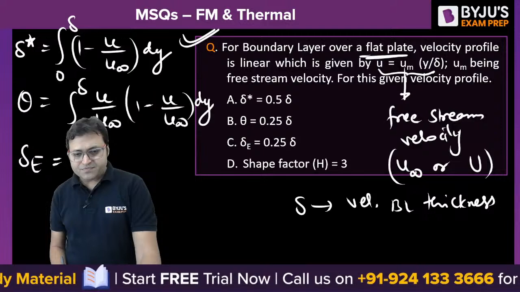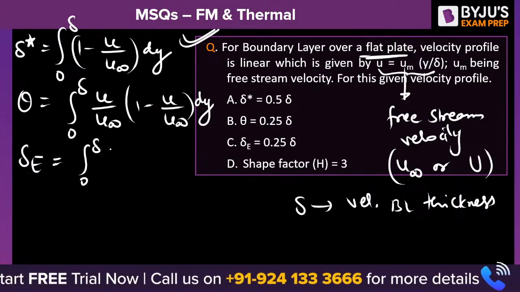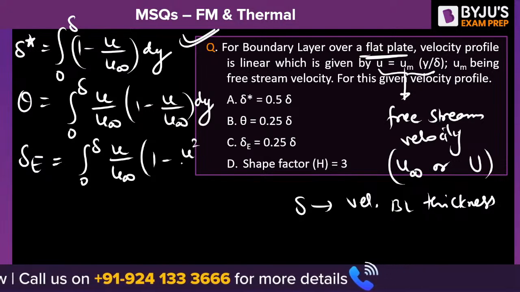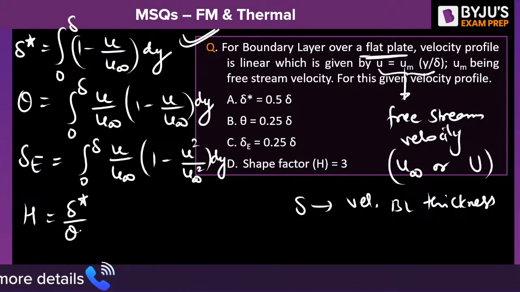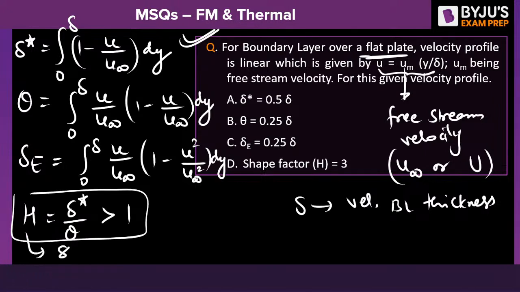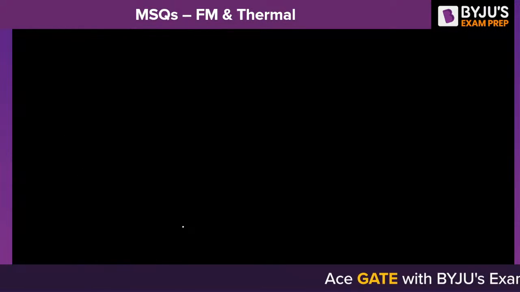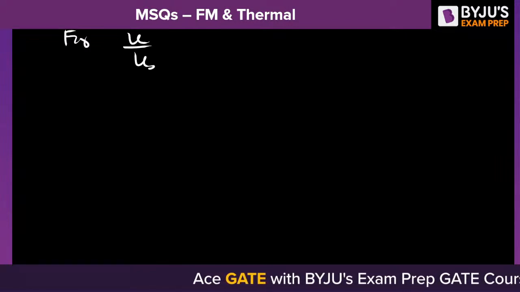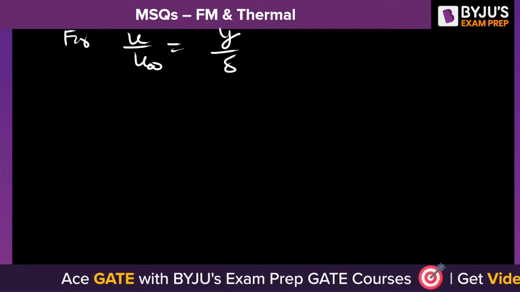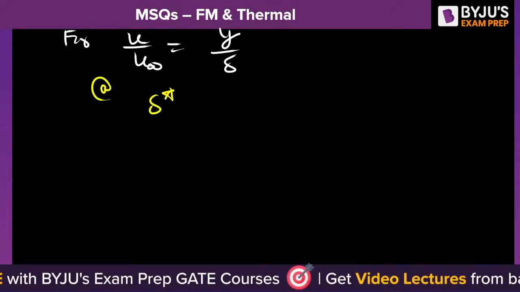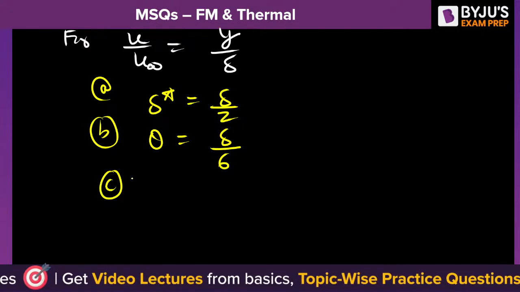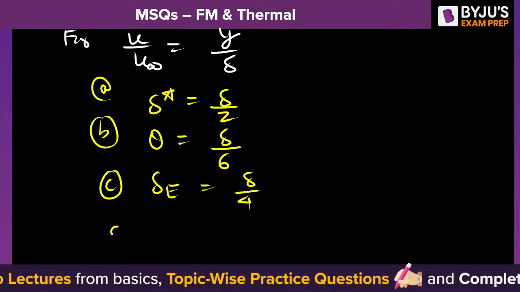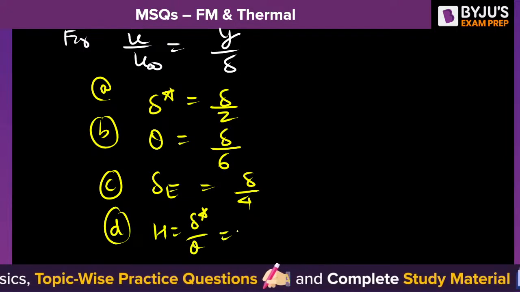Energy thickness is given by integration 0 to delta, u by u infinity into 1 minus u square by u infinity square into dy. Do the integration, and H is called the shape factor, that is delta star by theta, which is greater than 1. Can you do the calculation? For linear velocity profile, for u by u infinity is equal to y by delta, you should have remembered the expression. Delta star is equal to delta by 2, theta is equal to delta by 6, energy thickness is delta by 4, and H, which is equal to delta star by theta, is equal to 3.